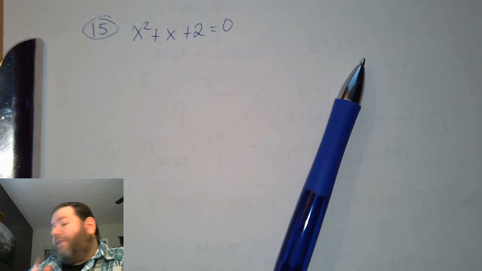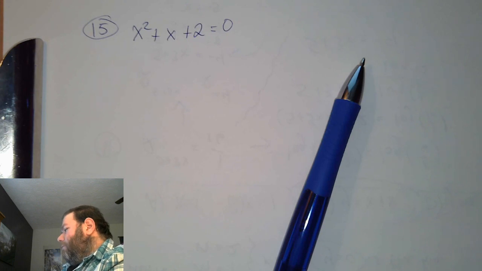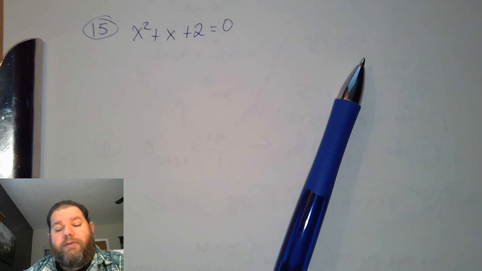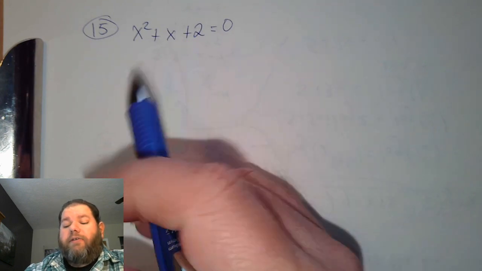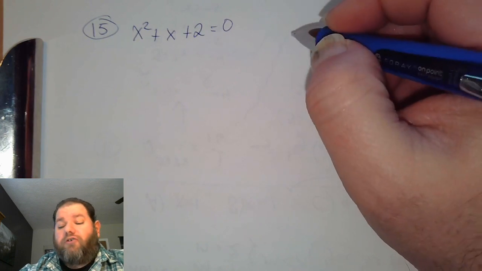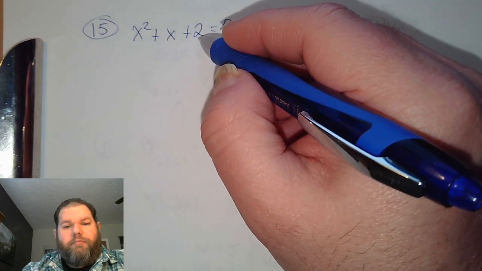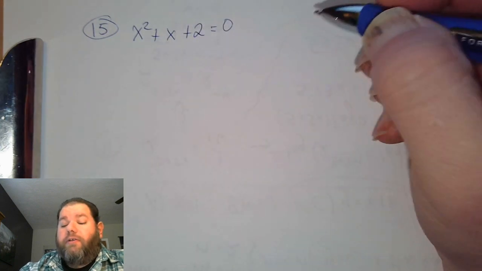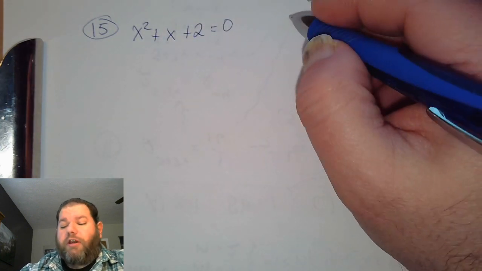Now in 15, when it says solve the equation in the complex number system, all that really means is we need to use the quadratic formula to solve this. We just have to solve this equation, and since it's not factorable, there's no factors of 2 that add up to a positive 1. It's not factorable, so we have to use the quadratic formula instead.